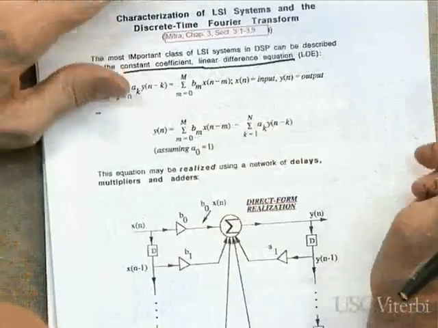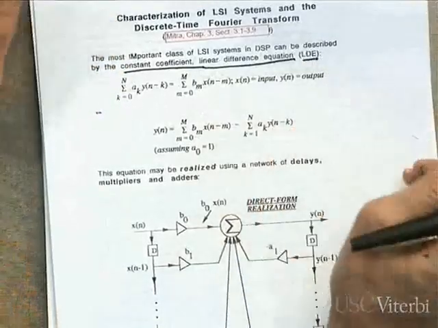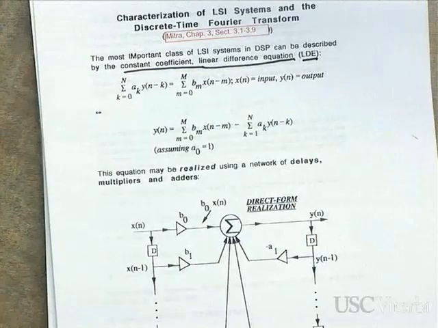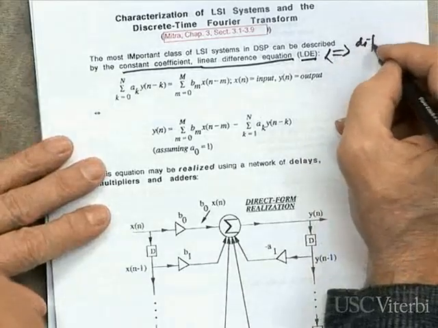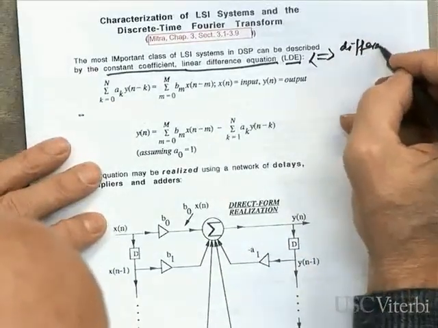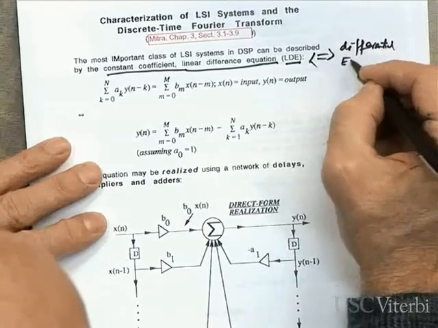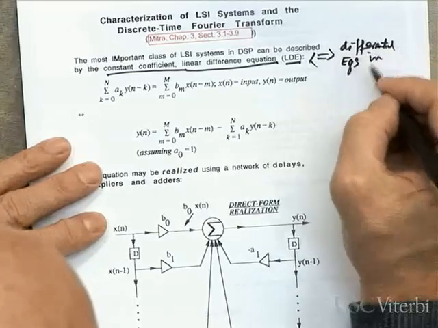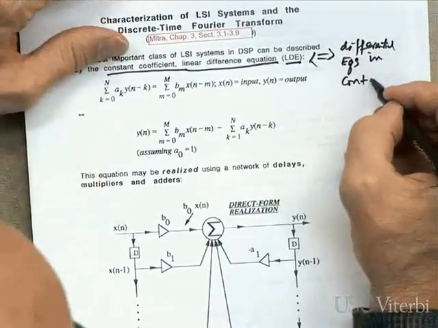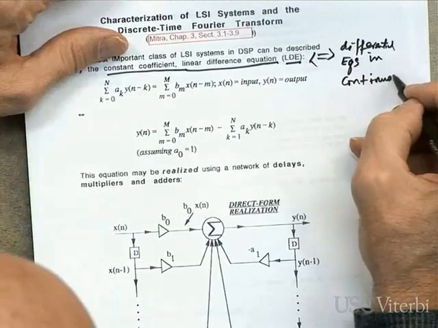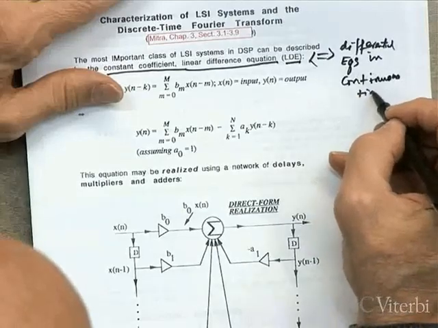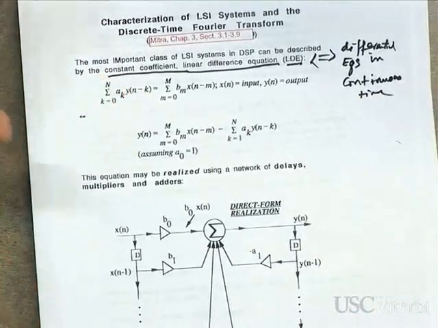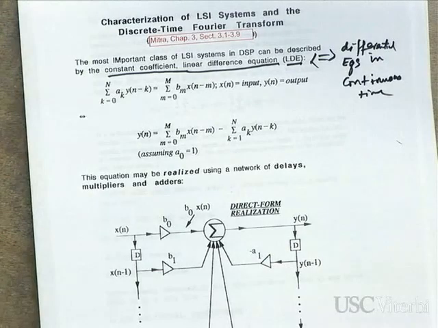Constant coefficient linear difference equations, which I sometimes call LDEs. These are analogous in continuous time to differential equations, which you've presumably had. Your systems class probably talked a lot about differential equations in continuous time systems. Well, in our discrete time signals, instead of differential equations, we deal with difference equations, not surprisingly.